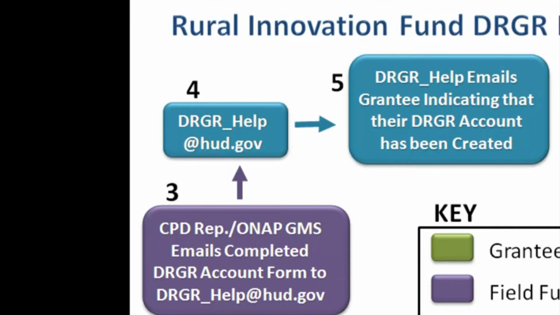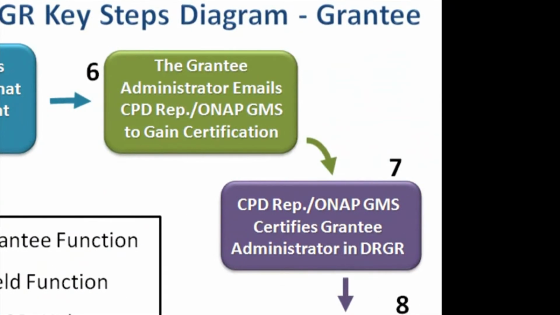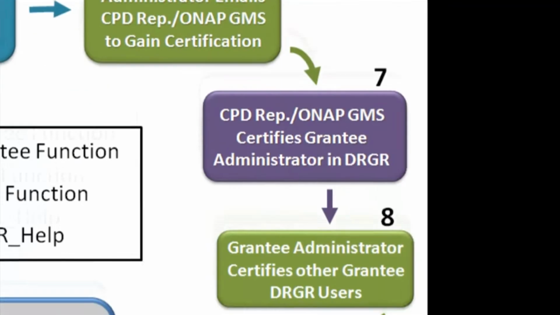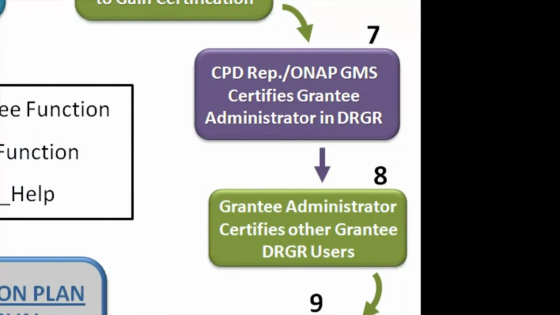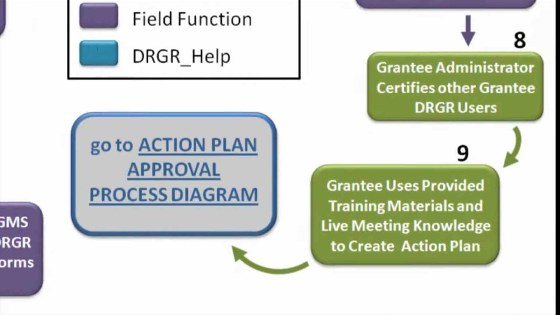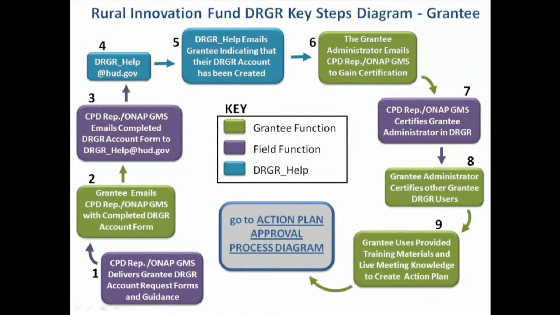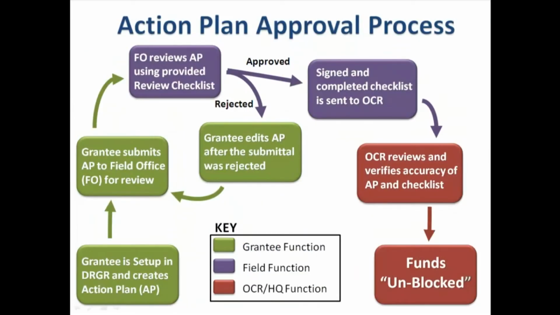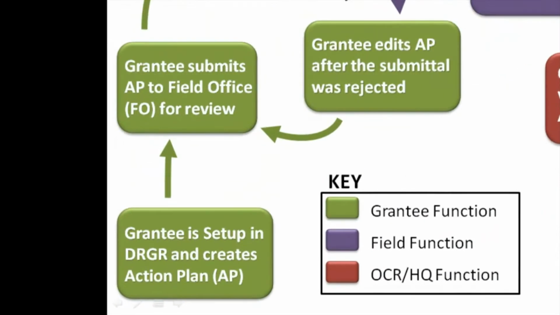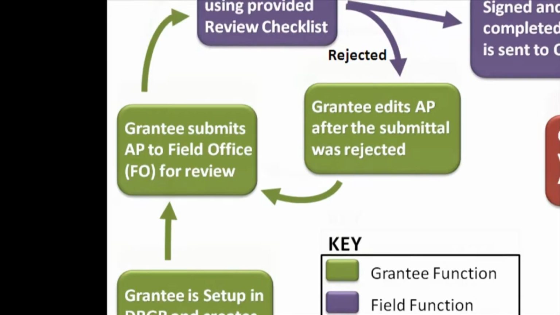It is important at this time that the grantee admin emails their CPD rep or ONAP GMS to request certification and notify them that they've received the confirmation email. After the HUD contact certifies the grantee administrator, they can enter the DRGR system and certify other grantee users. The grantee can then move on to the process of entering their action plan. The action plan approval process begins with the creation of the grantee action plan in the DRGR system. Once it has been submitted, the field office reviews the entries using the provided review checklist.